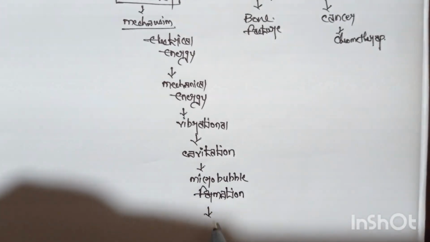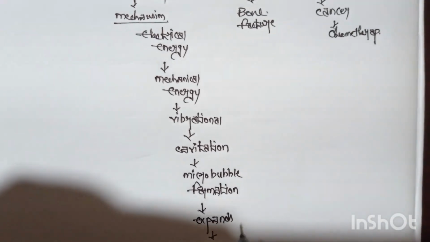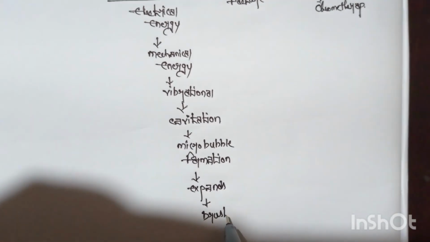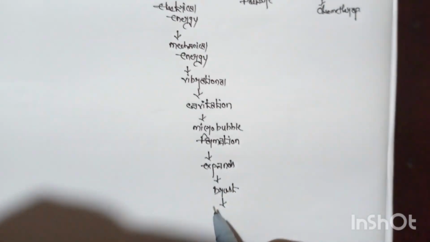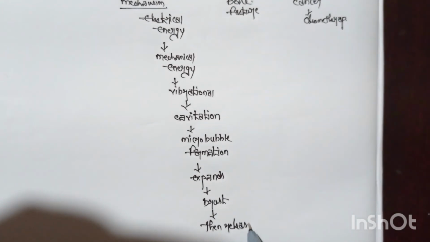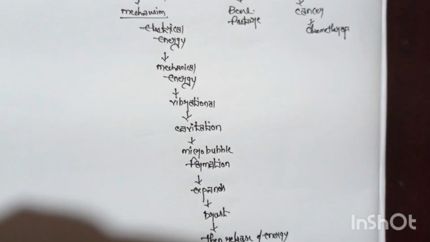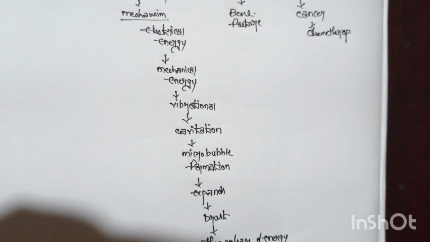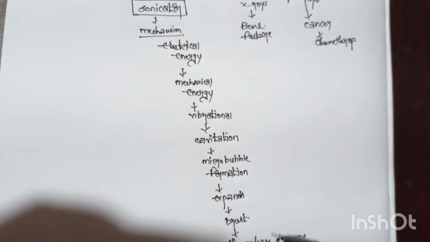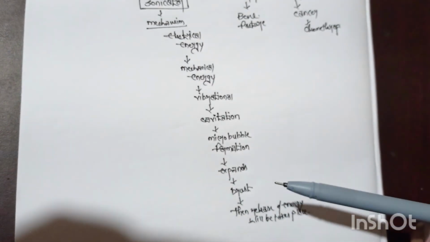This micro bubble expands, and whenever the micro bubble expands, it will burst. Then release of energy takes place. Like this, the solute is dissolved in the solvent. So this is the mechanism involved in the sonicator.